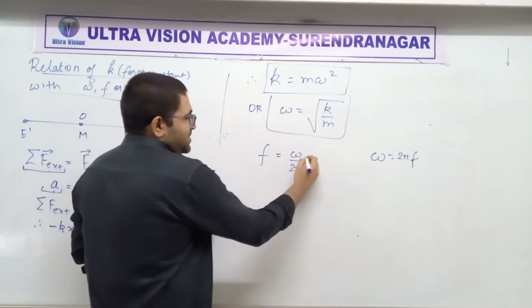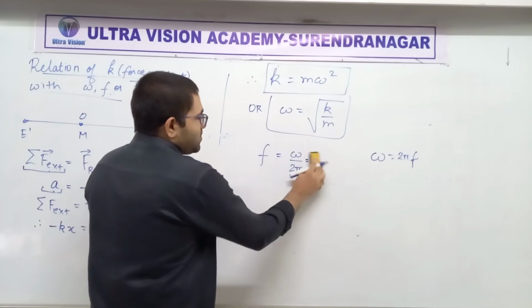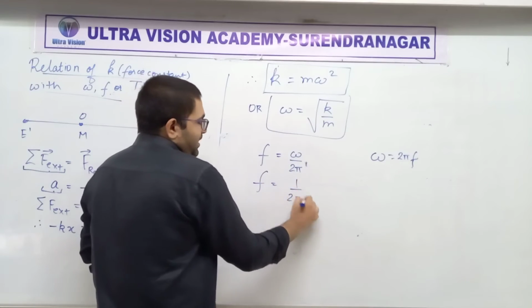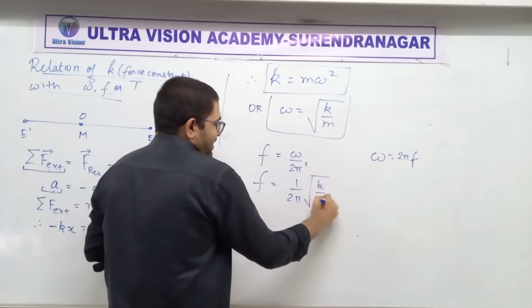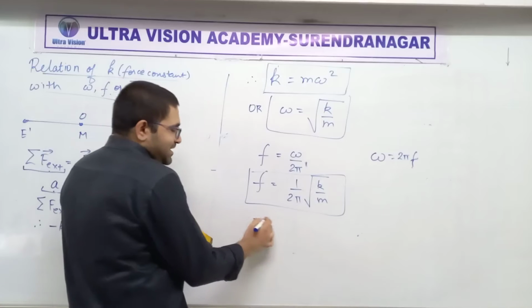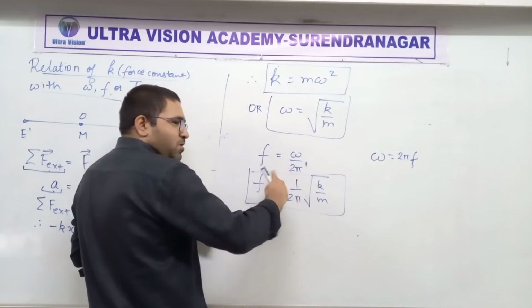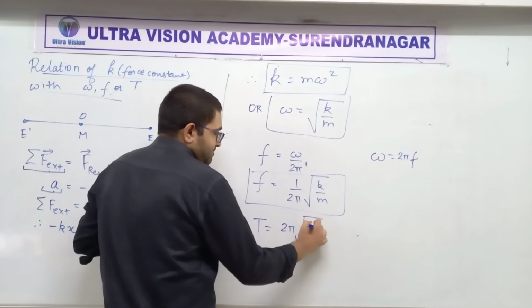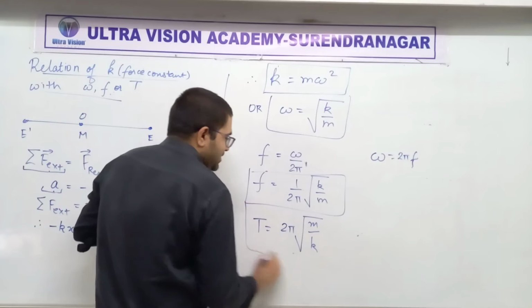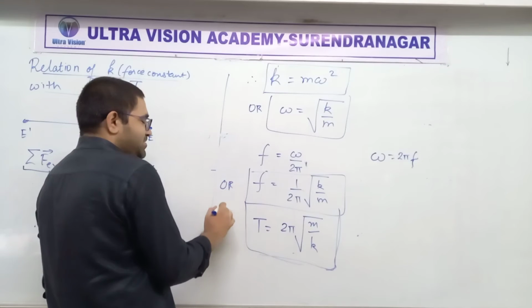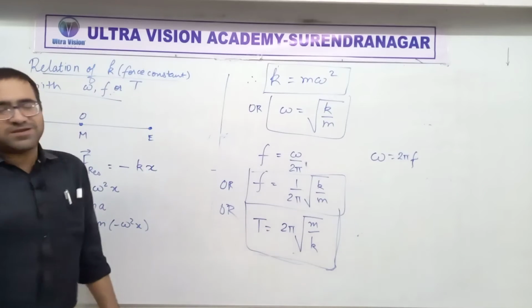So if I use that here, this will become what? Let me write it. f is equal to 1 by 2 pi under root k by m. f for frequency, correct? And similarly, time period, which is reciprocal of frequency, it's raining formulas, people.